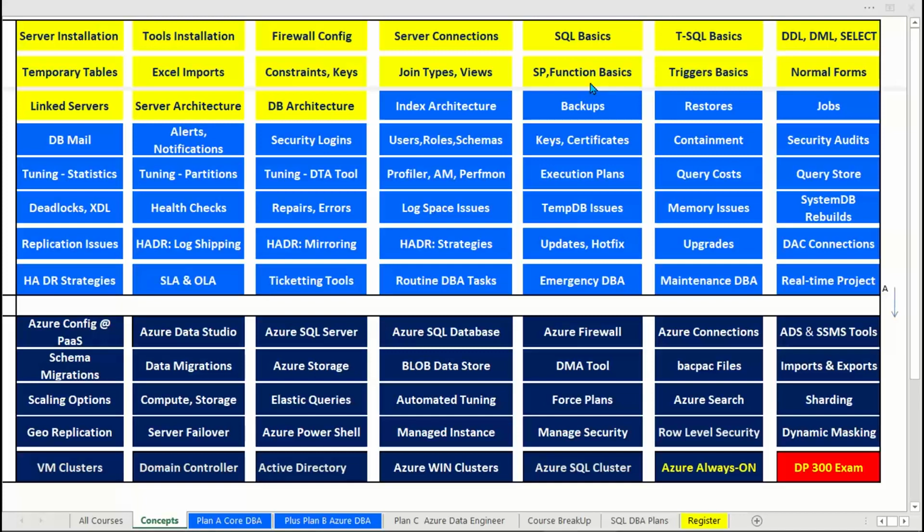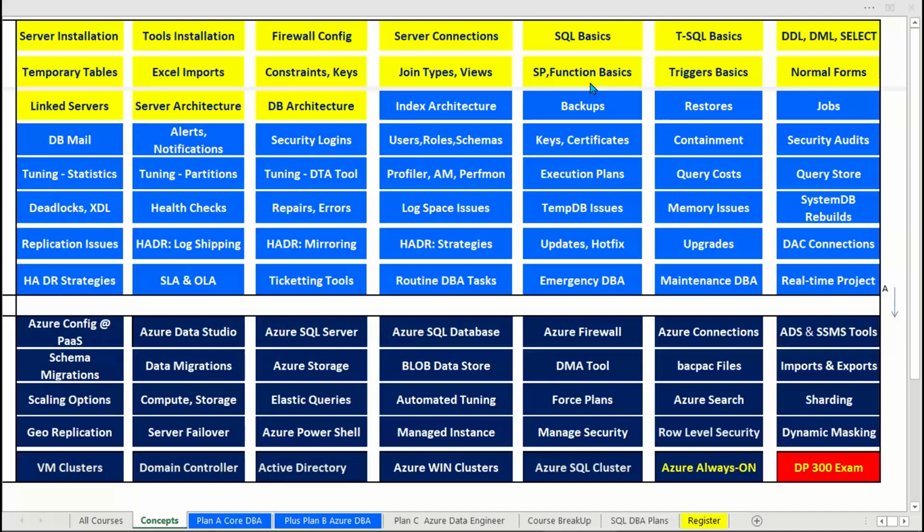We'll understand about core DBA concepts. Then we'll understand about the Azure DBA concepts in order. There is a dependency. Without core DBA, or without non-cloud DBA, we cannot proceed for cloud DBA. Remember that.